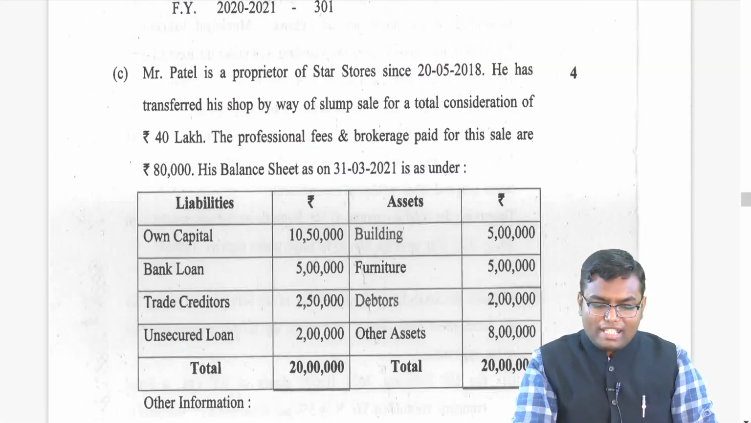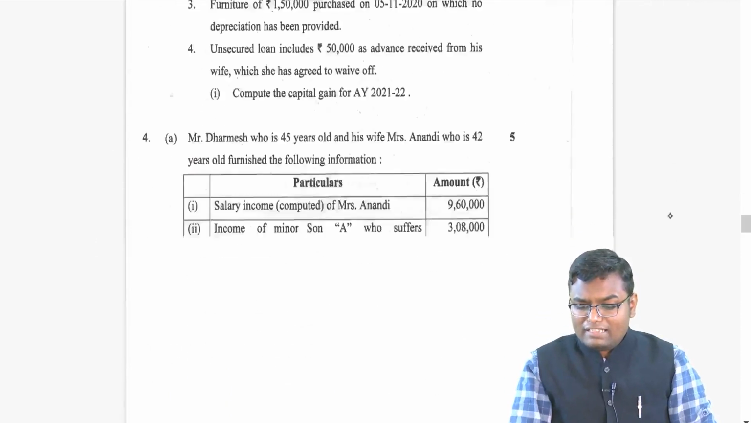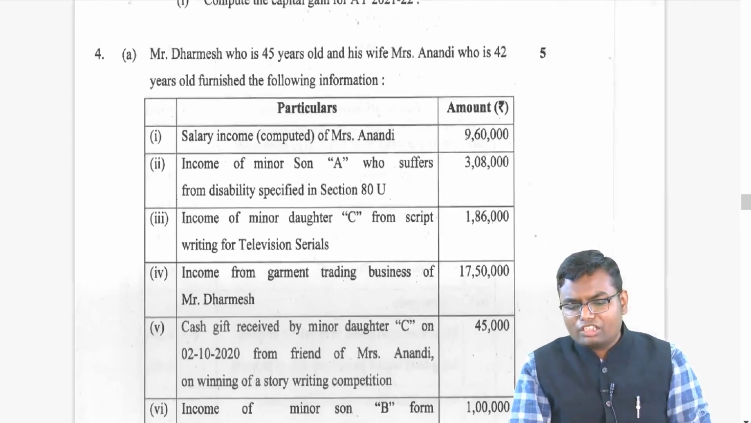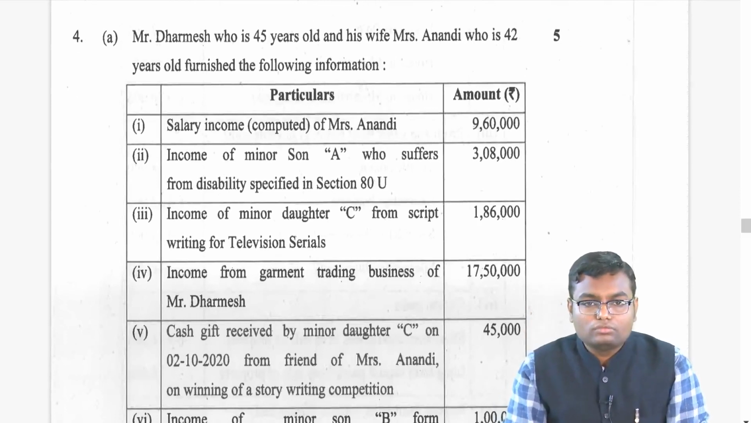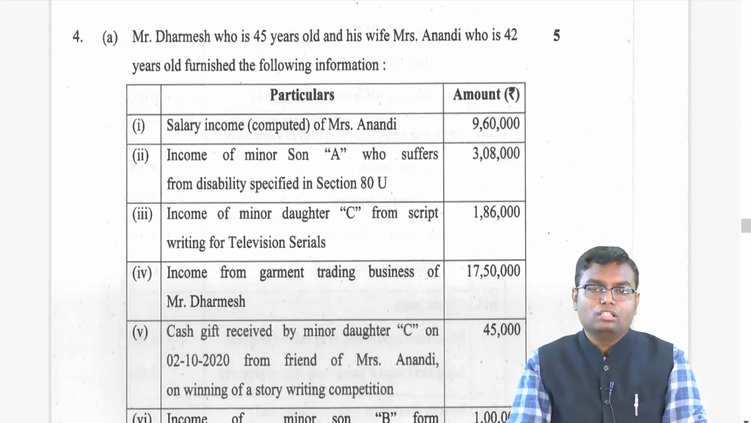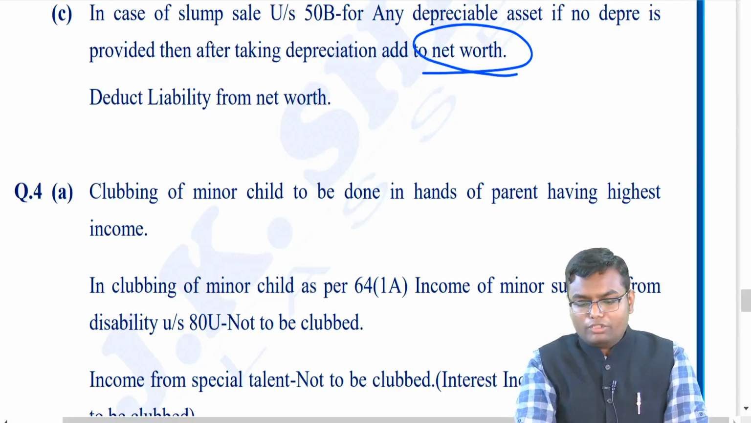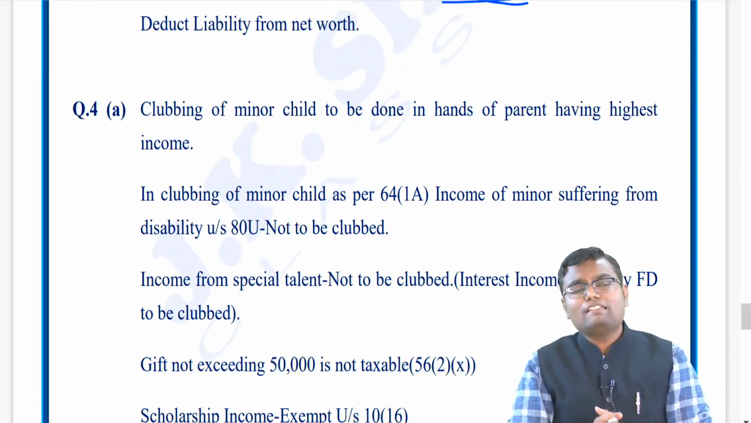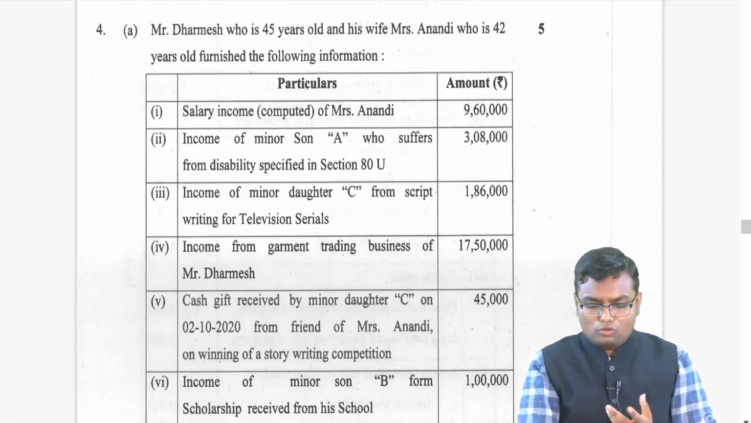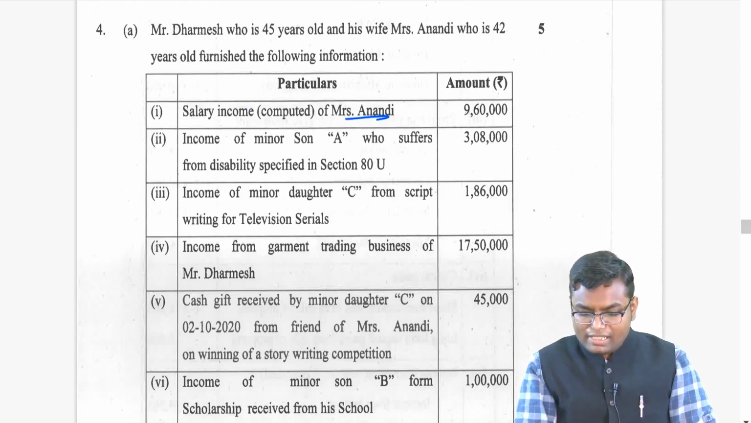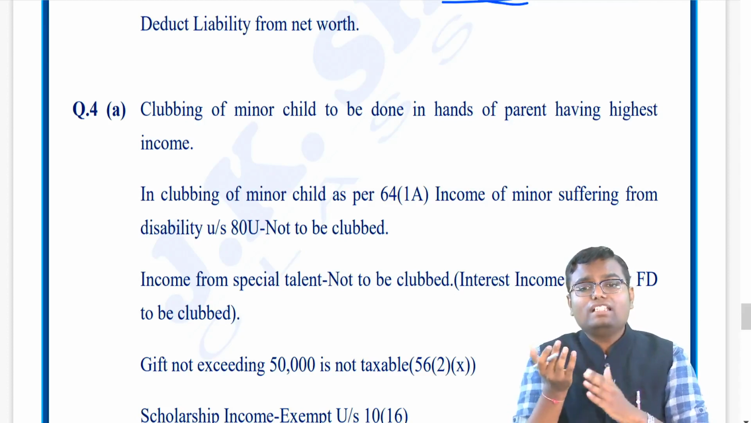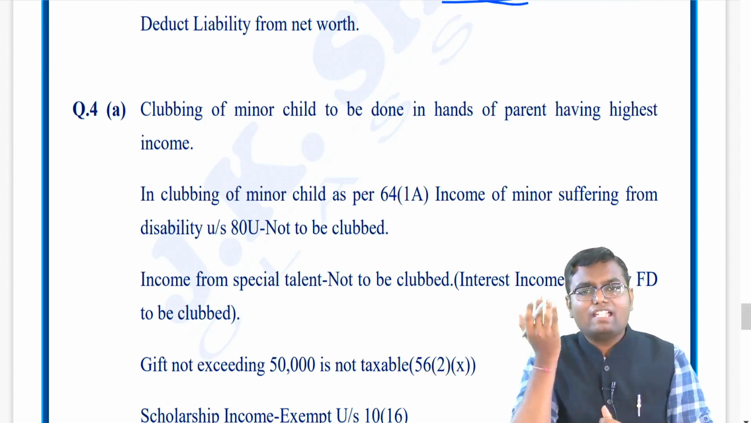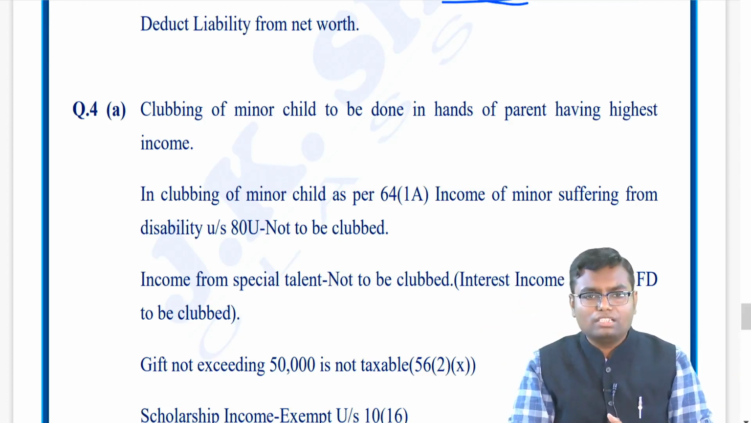Question number 4A. Now, I can say that this question, entirely, only figures are changed, is directly given in the JKC textbook, in the chapter on clubbing. See, in this clubbing provision, what you had to remember: first of all, clubbing is to be done in the hands of, there are 2 persons over here, Mrs. Anandi and Mr. Dharmesh, father and mother, whose total income except this minor's income is higher. In that person's hand, you have to club the income.